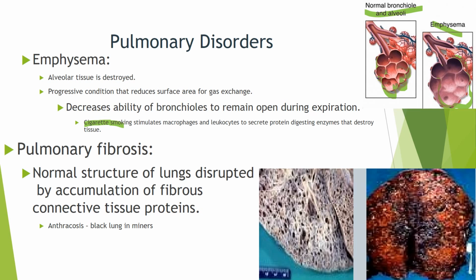Another restrictive disorder is pulmonary fibrosis, where we have an accumulation of fibrous connective tissue proteins. This is commonly observed in miners, and is termed black lung. Here we have an example on the right panel of that black lung versus that of a healthy individual. This is caused by the carbon found in the coal mines that they have to work under. Over time, this will actually turn into emphysema as well.